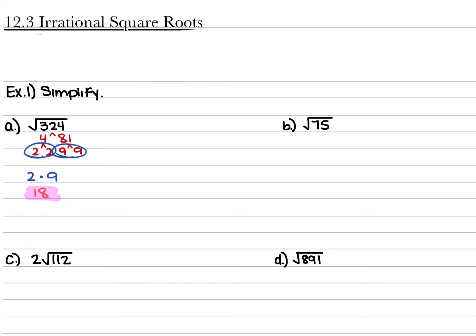For example B, we have the square root of 75. That 75 has factors of 5, or it also has factors of 25. It has factors of 3. If we do 3 and 25, that 25 factors out to be 5 and 5. We now have all prime numbers. Those 5's pair up. We take 1 out. That 3 is left over, so it's going to stay under the square root sign. So we just have 5 square root 3 as our answer.